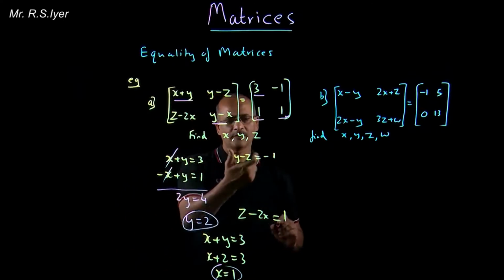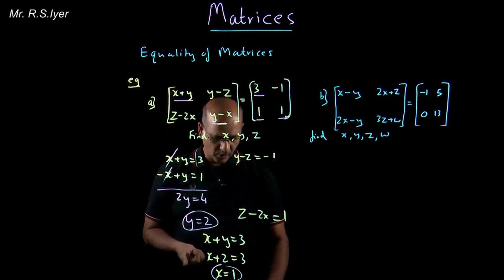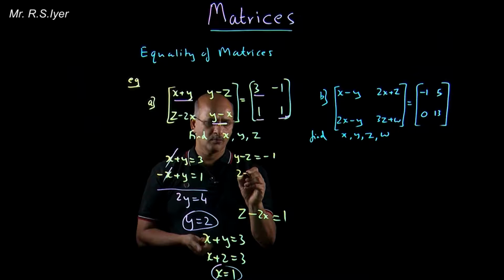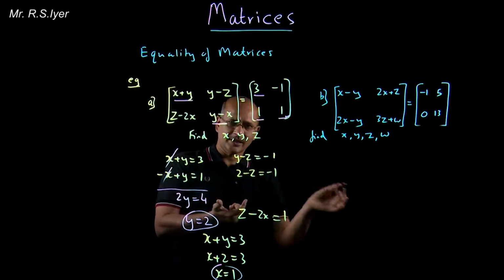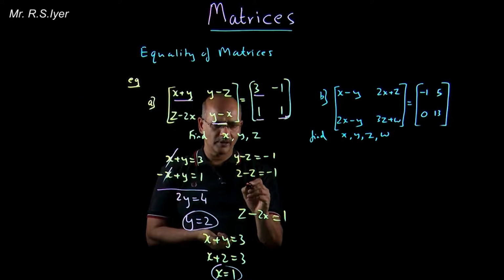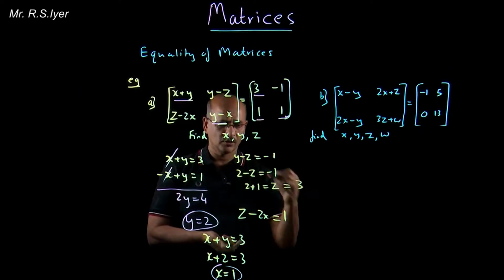right? Now take it over here. You can get y value very easily. Y value is 2, so you can put here 2. Now look at this, 2 minus z is equal to minus 1. So what will happen is z can shift this side, minus 1 you can bring it over here. So 2 plus 1 is equal to z, which is giving you 3.